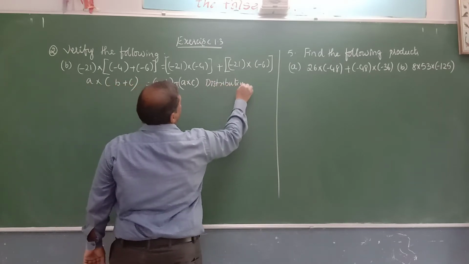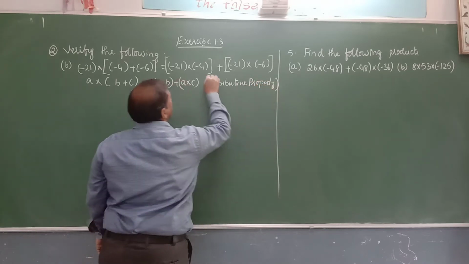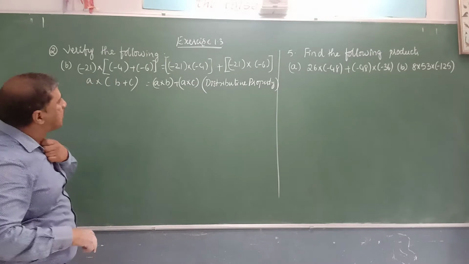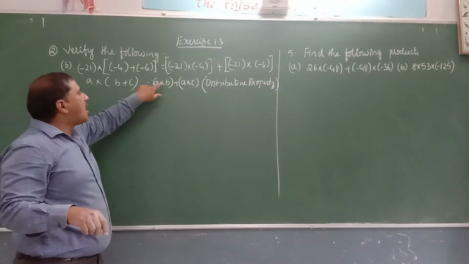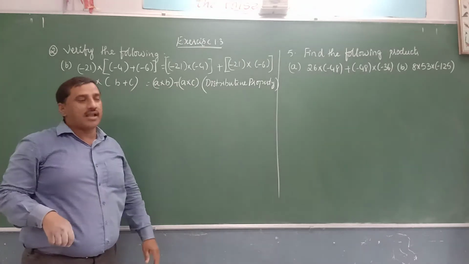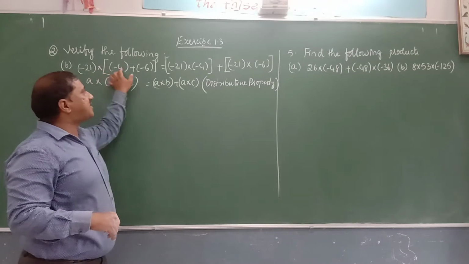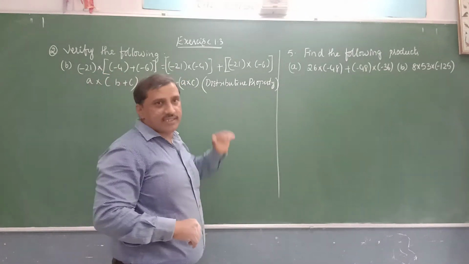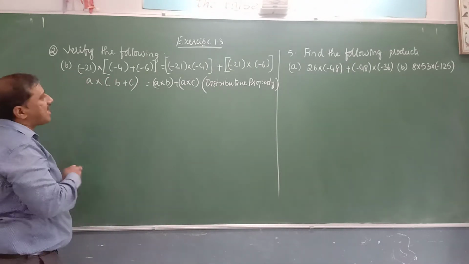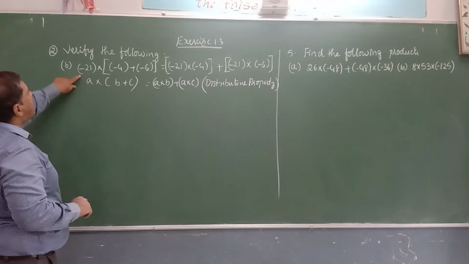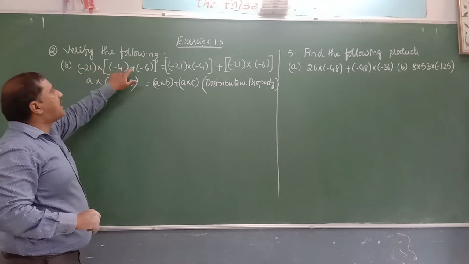So the distributive property is the one we use to verify this, that is a into b plus c is equal to a into b plus a into c. Verify means check whether the result on the left hand side is equal to the result of the right hand side or not. On the left hand side we have minus 21 into the bracket minus 4 plus minus 6.